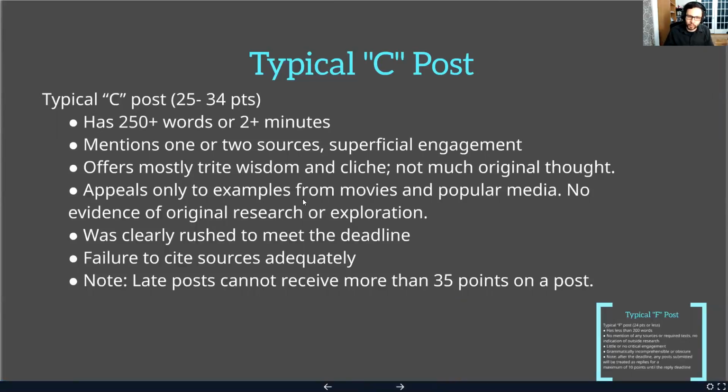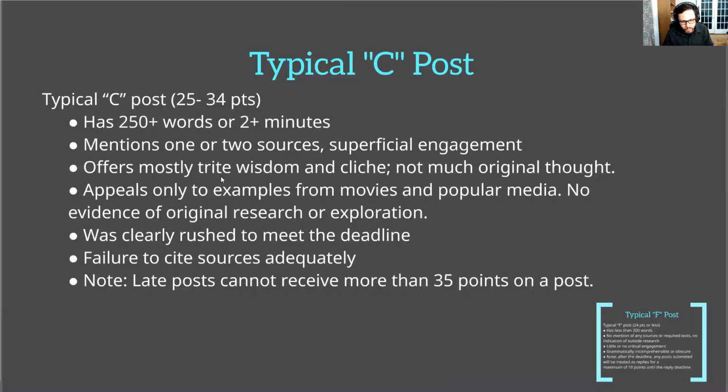This is C-level work. If you're mostly offering trite wisdom or cliche, if there's some cliche line like some trite wisdom, solution's always in the middle. I mean, it's not really true, but it's the kind of thing that sounds good. So people say it and they might use that to draw some lesson. This isn't really original thinking, it's just cliche thinking. And so this is C-level work also.